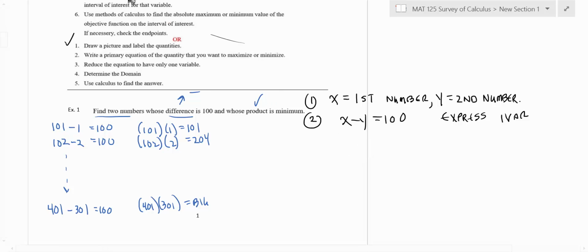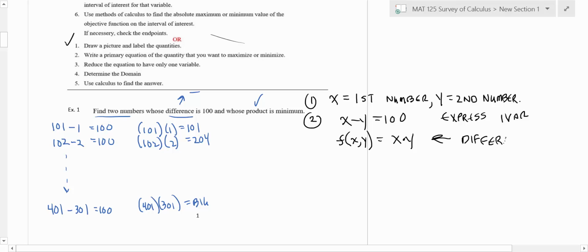Now, x minus y is 100 is an important equation. But we have a function. You've probably never seen this before: you can have functions of two variables. So I'm going to have you write that as f of x y equals x times y, just to start with, because you might encounter that. If you study economics or something, you will start encountering functions of more than one variable. So this is what you're going to differentiate and find critical numbers on. But you have to express that with one variable.